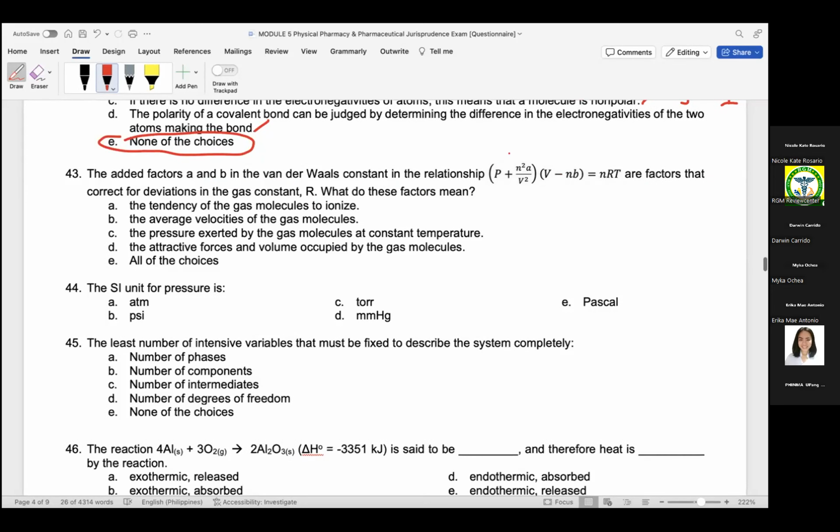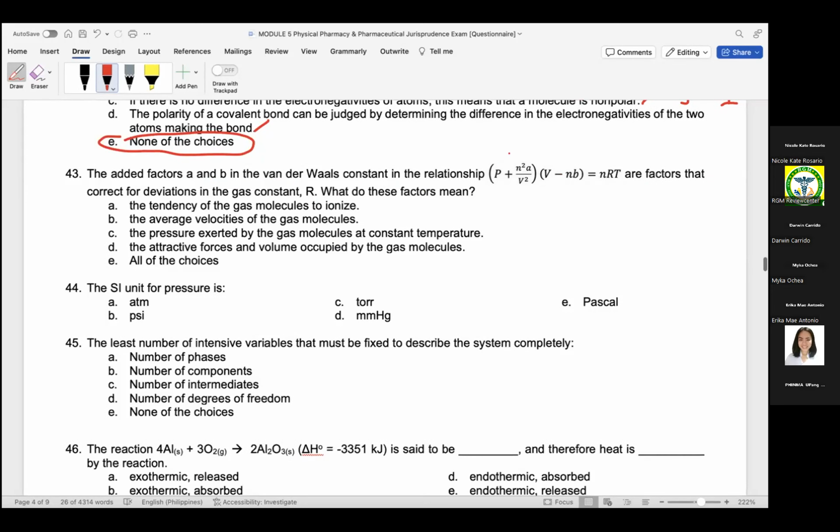Next, number 44, the SI unit for pressure is A, ATM, B, PSI, C, torr, D, mmHg, or E, Pascal. The correct answer is Pascal. All others are just other units for pressure, but the SI unit is Pascal. 1 atmospheric pressure is equal to 101.3 kilopascal.